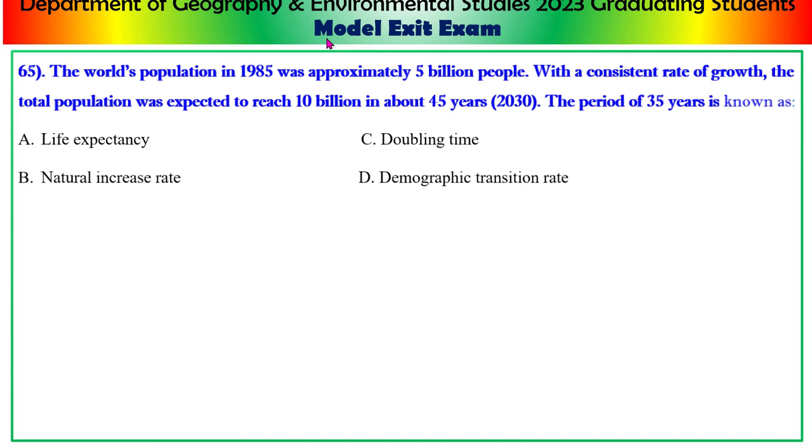Question number 65. The world population in 1985 was approximately 5 billion people with a constant rate of growth, and the total population was expected to reach 10 billion in about 45 years, in 2030. The period of 45 years is known as: A. life expectancy, B. natural increase rate, C. doubling time, D. demographic transition rate. The answer is doubling time. Doubling time is the time span it takes for the population of a certain area to double. So the answer is doubling time.